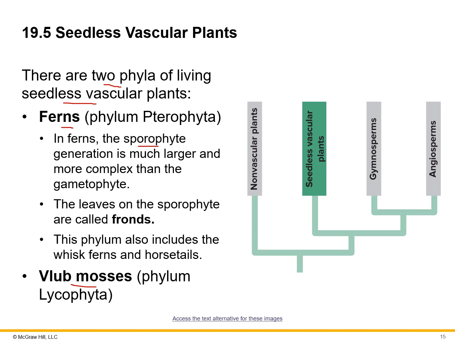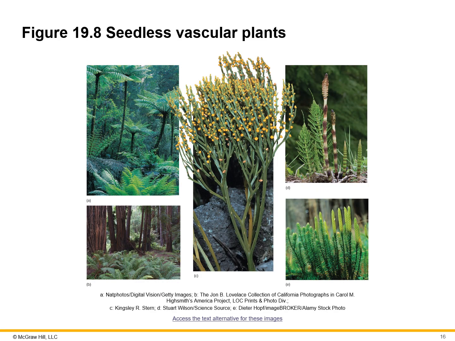So in that generation, it's much larger and more complex than the gametophyte. So again, it's alternating between those. So the leaves are called fronds. So those leaves on the sporophyte are called fronds, and they have those diploid cells. And this also includes whisk ferns and horsetails. All right, so just looking at some of these. So again, we have these seedless vascular plants, but on those leaves are the fronds, and the fronds have that sporophyte generation.